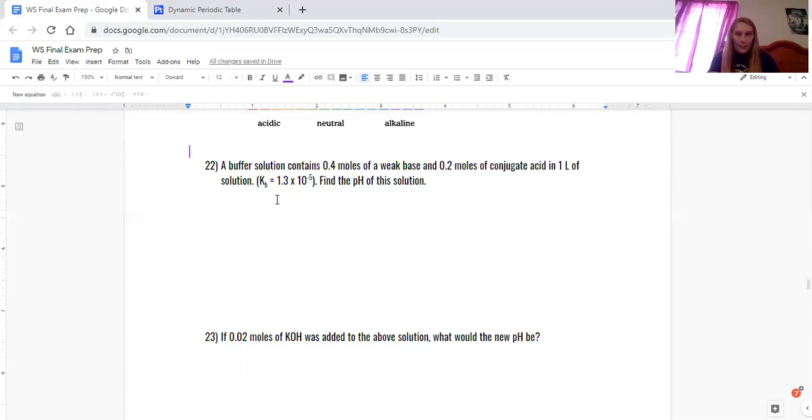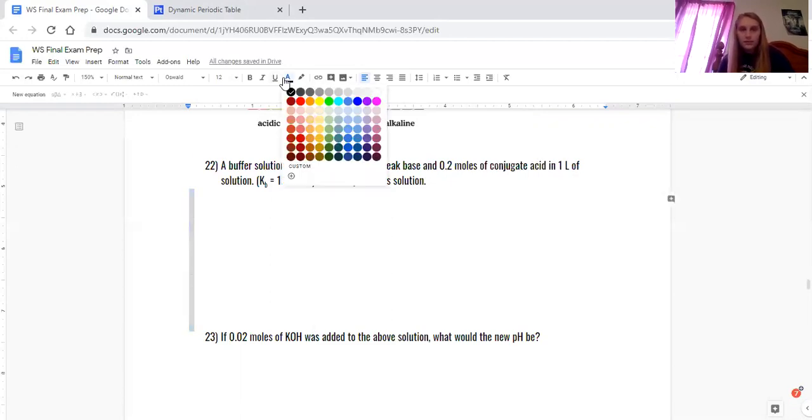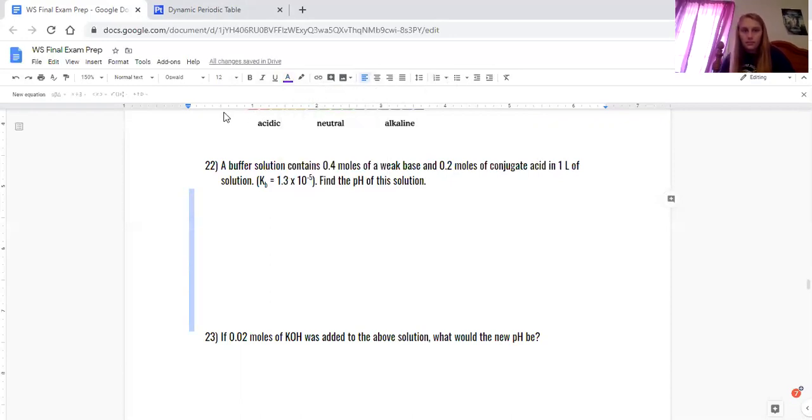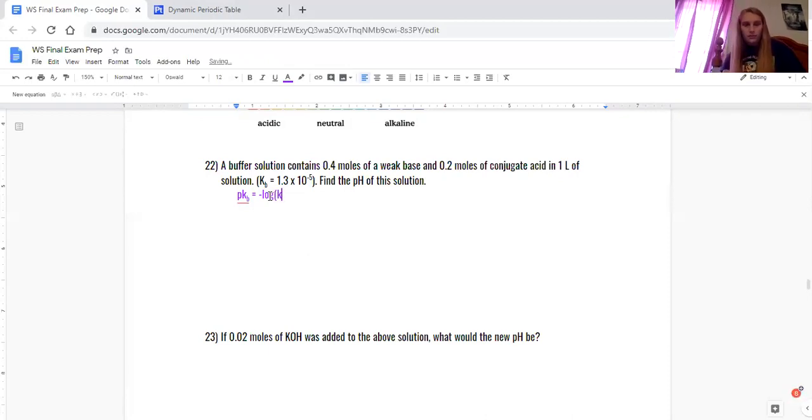So first off, we're going to find our pKb, so we'll find that first. pKb, and that really needs to be a little p. Okay, so that's going to be equal to negative log of our Kb, because they gave us our Kb right there.